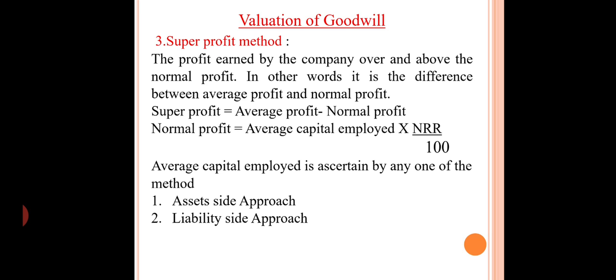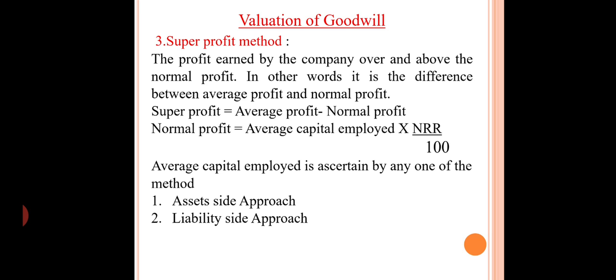Obviously, if the company's earning is more than the normal profit, then the difference amount is called super profit. Then how do we find out the super profit? Super profit equals average profit minus normal profit. The normal profit equals average capital employed into normal rate of return divided by 100. This is the formula for calculation of normal profit.